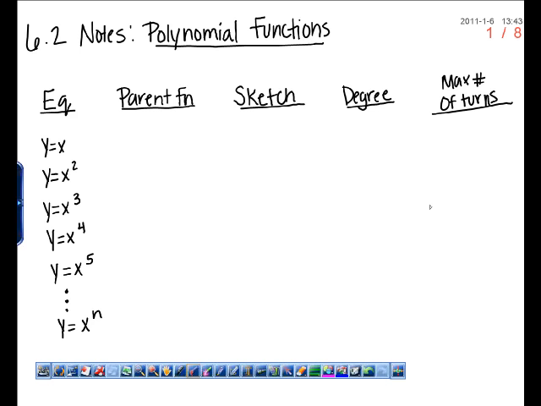Just leave a little space because we're going to generalize. All I'm asking you to do here is go ahead and copy this down. You don't need tons of space. Okay? And then we're going to fill it in together.